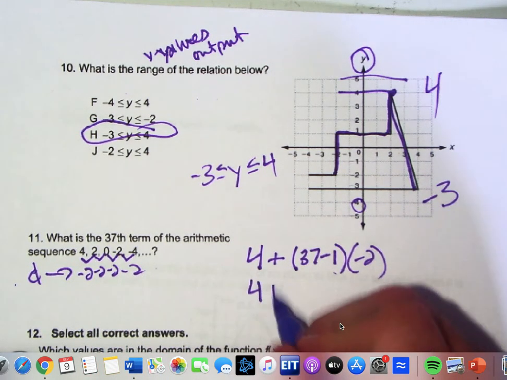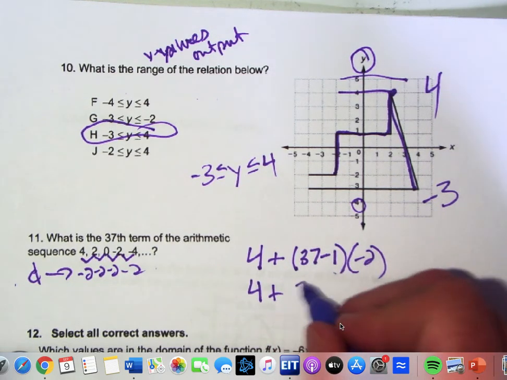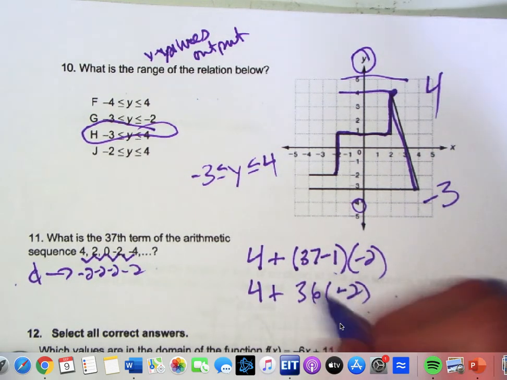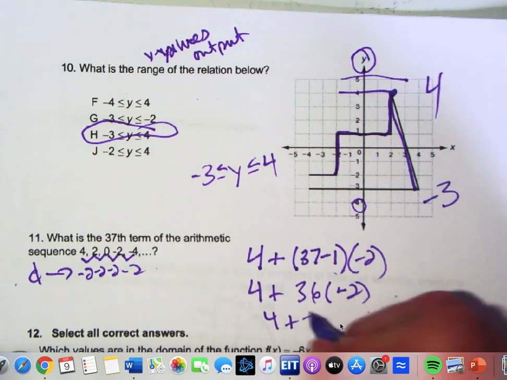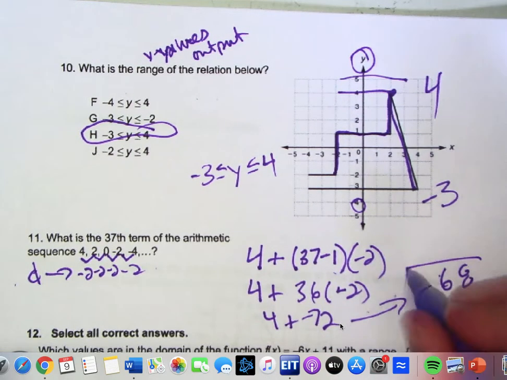So we multiply that by -2. What is our operation? If there's parentheses, do that work first. 37 minus 1 is 36. Then multiplication comes before addition. You get 4 plus -72, and then -68 is your answer.